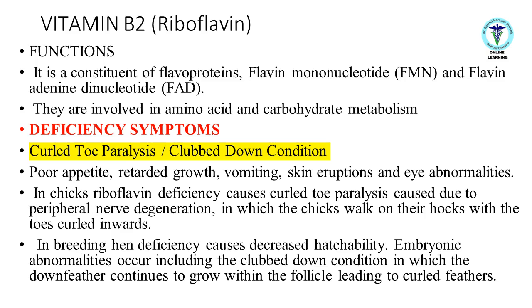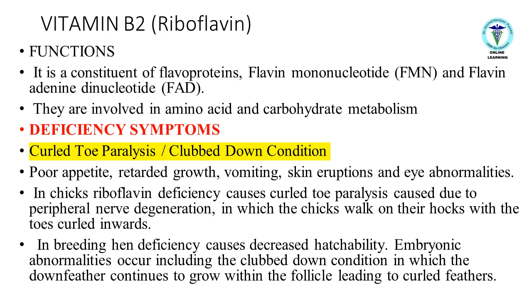Vitamin B2, riboflavin, functions. It is a constituent of flavoproteins, flavin mononucleotide, FMN, and flavin adenine dinucleotide, FAD. They are involved in amino acid and carbohydrate metabolism. Deficiency symptoms: curled toe paralysis, clubbed down condition. Poor appetite, retarded growth, vomiting, skin eruptions and eye abnormalities.